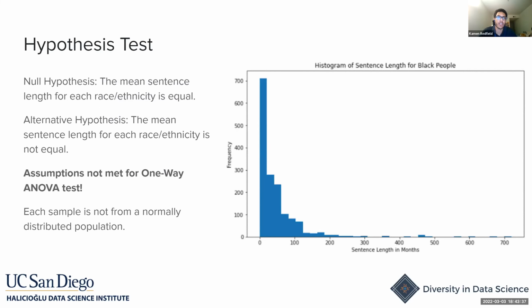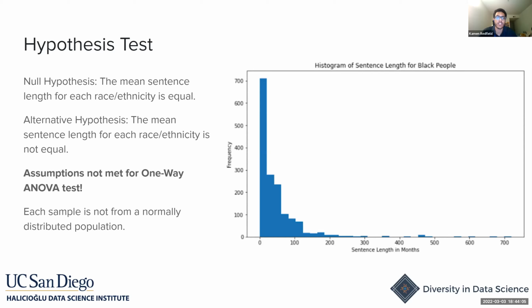So we wanted to conduct a hypothesis test between the population means. Our null hypothesis would be that the mean sentence length for each race/ethnicity is equal, with the alternative hypothesis being the opposite, which is that the mean sentence length for each race/ethnicity is not equal. But unfortunately, we couldn't run a one-way ANOVA test because there are certain assumptions that need to be met to run an ANOVA test.